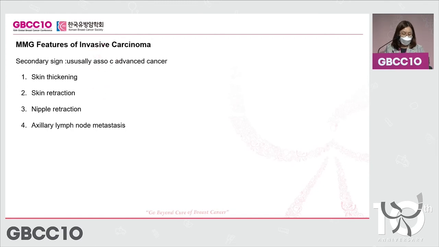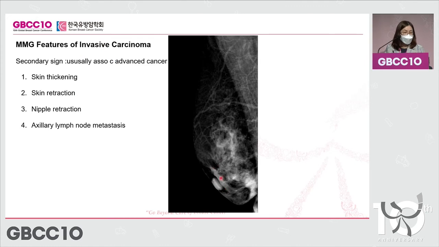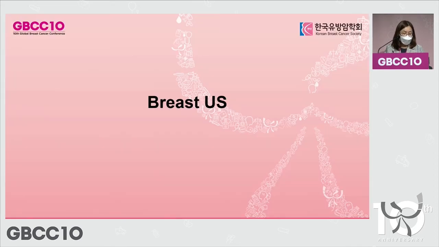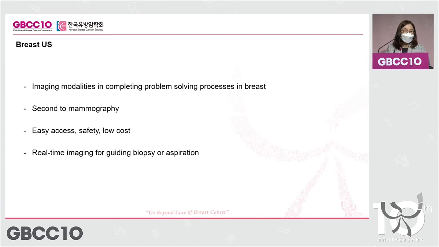And in the invasive carcinoma category, the secondary signs usually are associated with skin thickening, skin retraction, nipple retraction, and sometimes the axillary lymph node metastasis would be accompanied by a lymph node enlargement. In the breast ultrasound, if we look at the abdominal ultrasound, you would do a CT, you would do an MRI subsequently, according to the different diagnostic steps that will be involved.